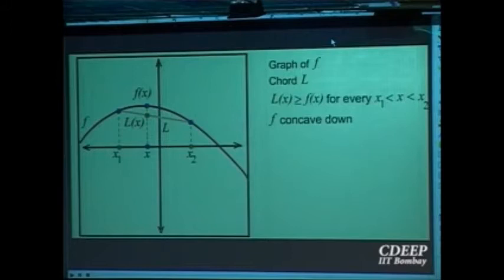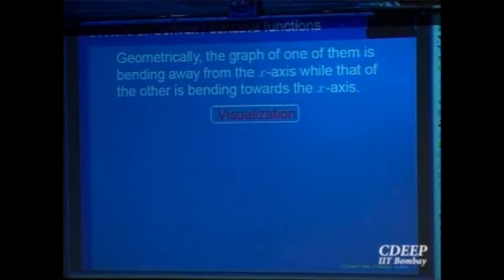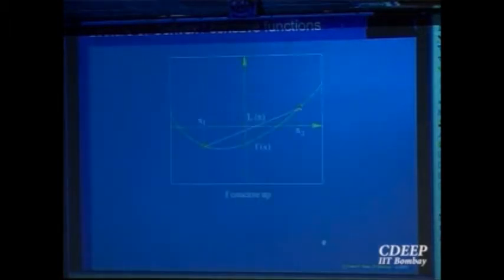Both are increasing, right? Both are differentiable, but geometrically one has the property that the chord joining any 2 points on the graph lies below the graph of the function, and for the other one it lies above the function. So that is the property we would like to make mathematically precise. So this is the picture of y equal to x square kind of function.